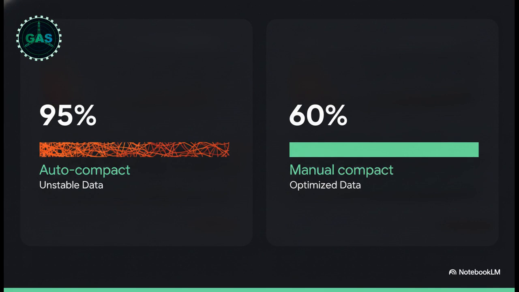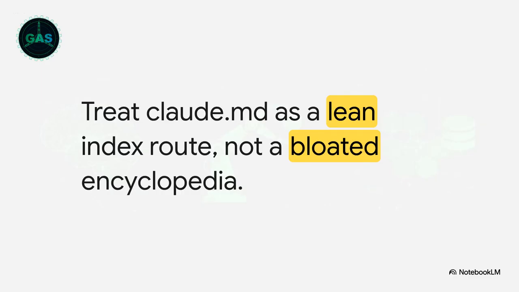You also need a bit of a mindset shift for your system instructions, like a claude.md file. This file loads into every single message you send, so you've got to keep it lean, ideally under 200 lines. Treat it as an index route that simply points the AI to other files rather than a bloated encyclopedia that holds all your data. This is going to save you massive token overhead on every single turn of the conversation.